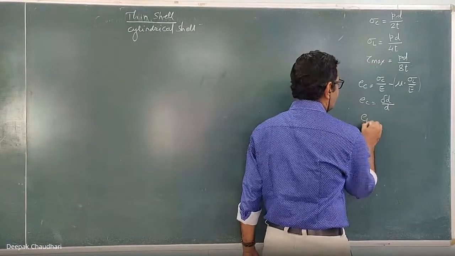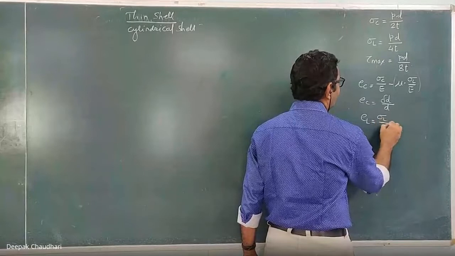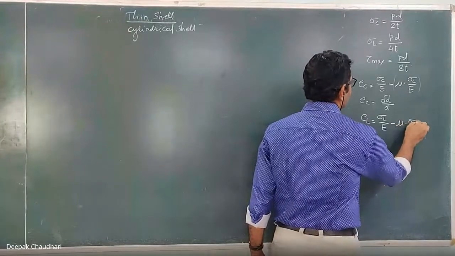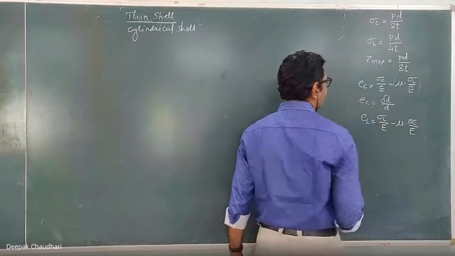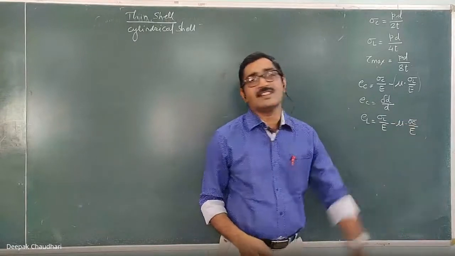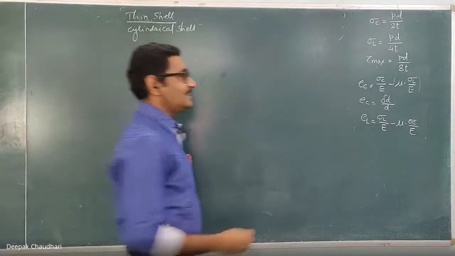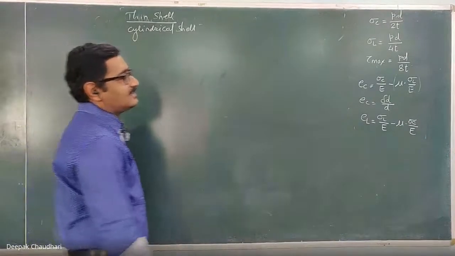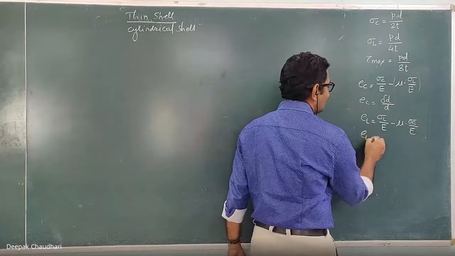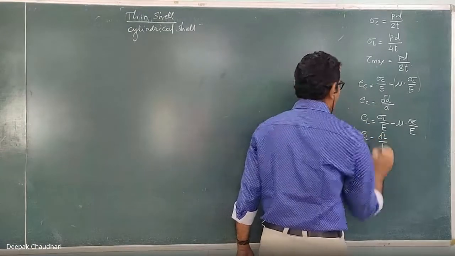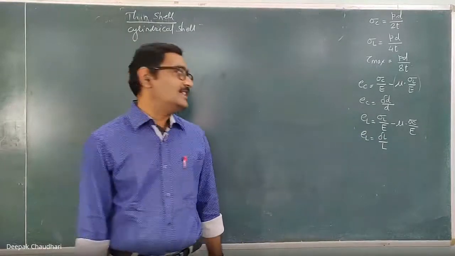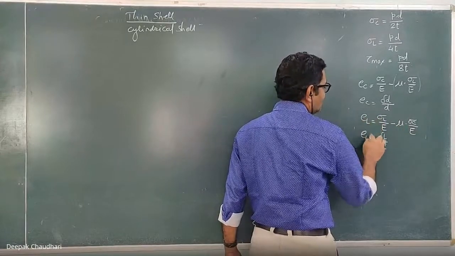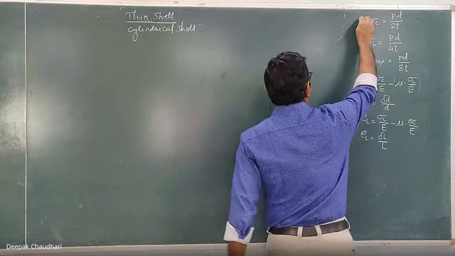Then the longitudinal strain is given by sigma L upon E, which is the linear strain in longitudinal direction, minus mu into sigma C upon E, which is the lateral strain in longitudinal direction because of the stress acting in circumferential direction. This is the strain in longitudinal direction, and it is responsible for changing the length. The change in length upon original length gives you the longitudinal strain. With the help of this formula, we can calculate the longitudinal strain, and by using it we can calculate the change in dimensions.